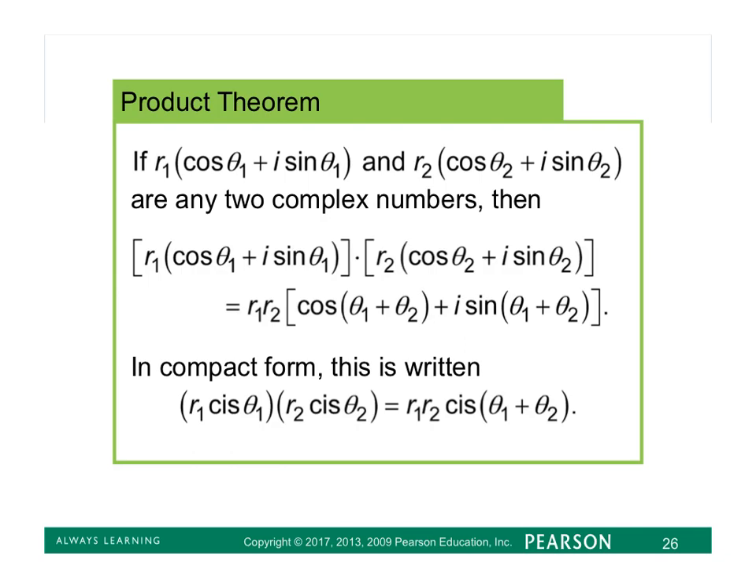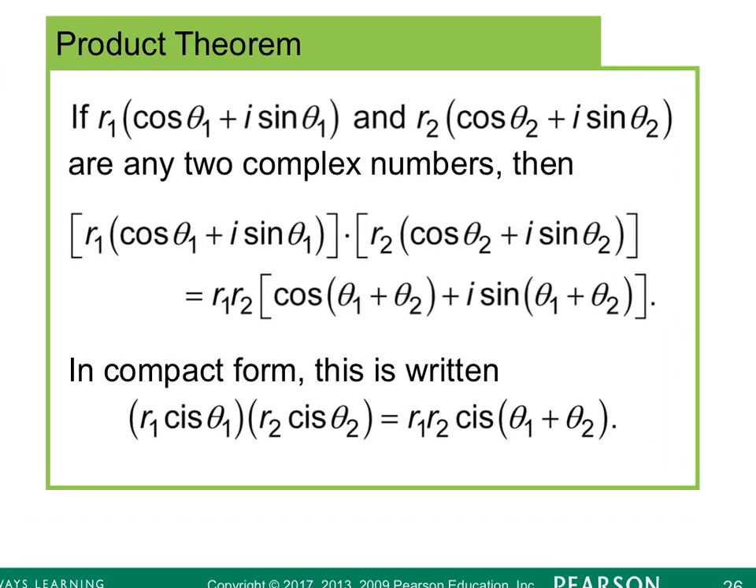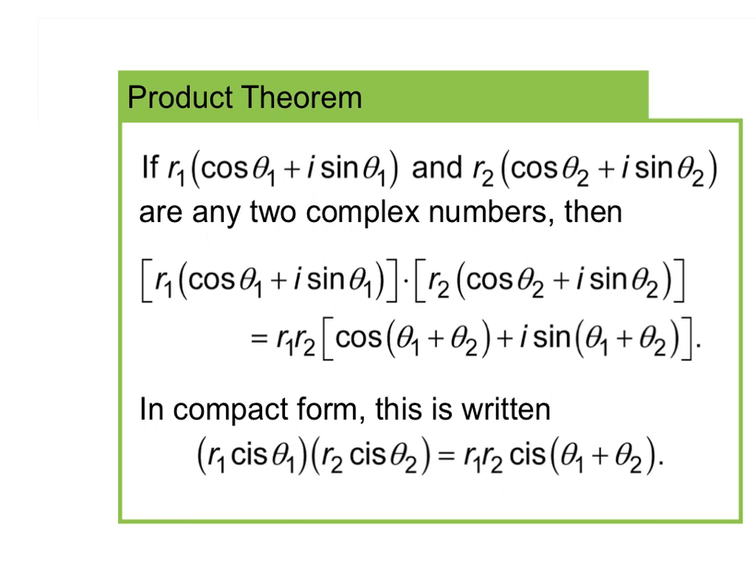Product theorem. There's only two things left, guys. Product theorem. If you have a cis number and another cis number, and you want to multiply those two complex numbers in trigonometric form, there's a shortcut. Obviously, you have to multiply the two constants in the front. Then the secret is you will be adding the two angles together and making a new cis.